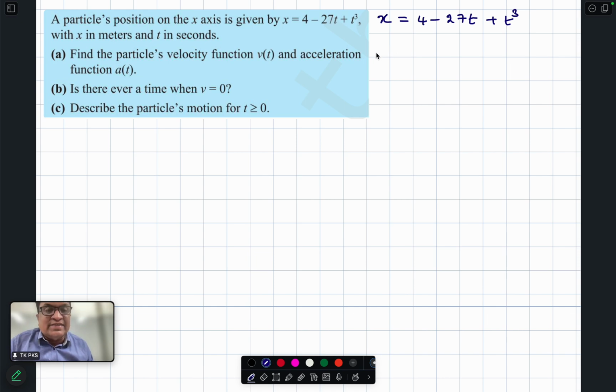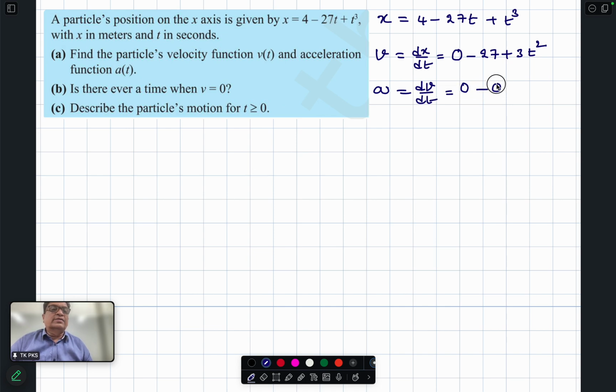Differentiate the function. Yes, exactly. We should differentiate the function. So it is 0 minus 27 plus 3t square. That is the expression for velocity. What about acceleration? This is nothing but differentiation of velocity. 0 minus 0 plus 6t.